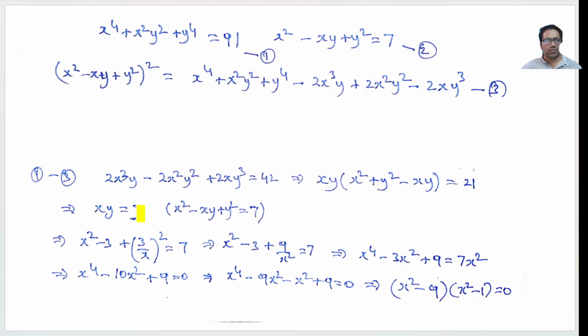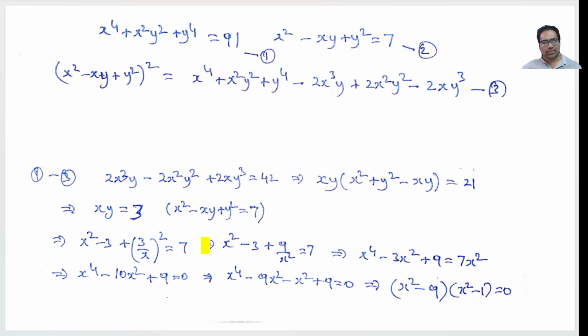That means y equals 3 by x. Let us substitute this in the second equation. x square minus xy is actually equal to 3, so we can directly write minus 3 plus y square, where y is 3 by x whole square. So x square minus 3 plus 3 by x whole square becomes 7, the same 7. Then x square minus 3 plus 9 by x square becomes 7.